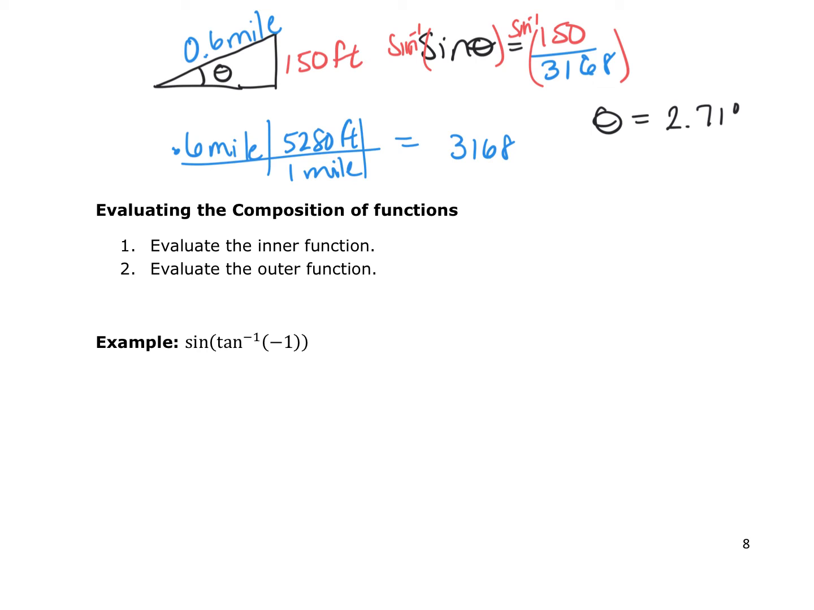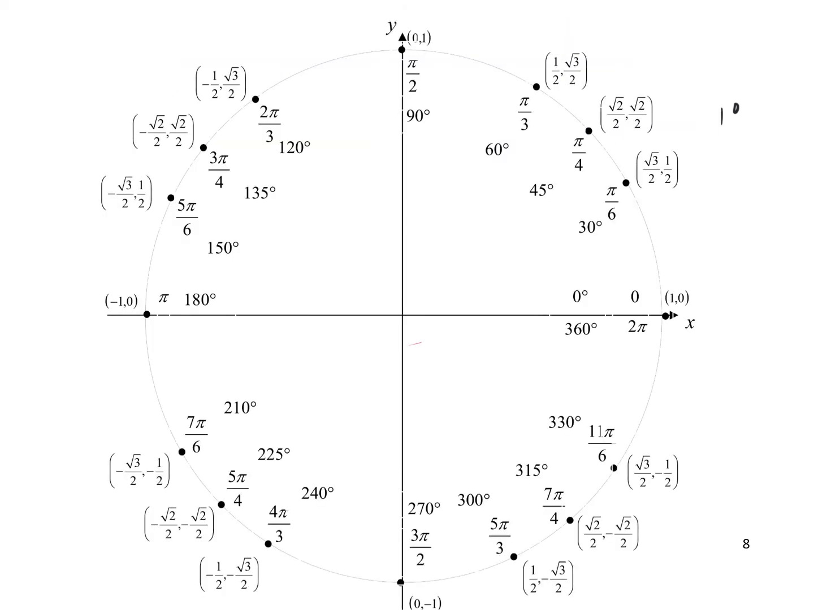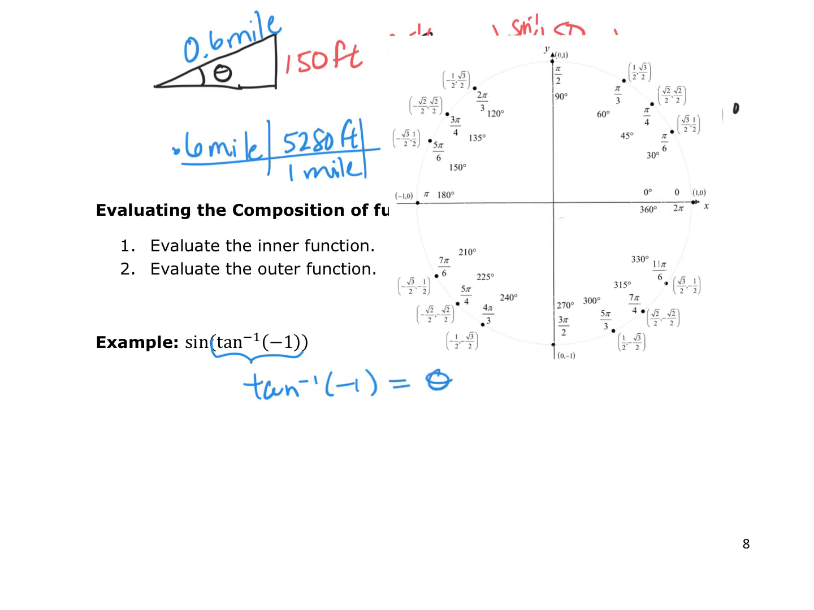I want to evaluate the composition of functions. The first thing I want to do is always evaluate this inner function. Now, I know when I see the tangent inverse of -1, I am chasing some angle theta, because if I see inverses, it says I have the ratio, and I'm looking for the angle that produces that. So once again, I'm going to bring in my unit circle. I'm going to use that a lot if it's on the unit circle, and this one is.